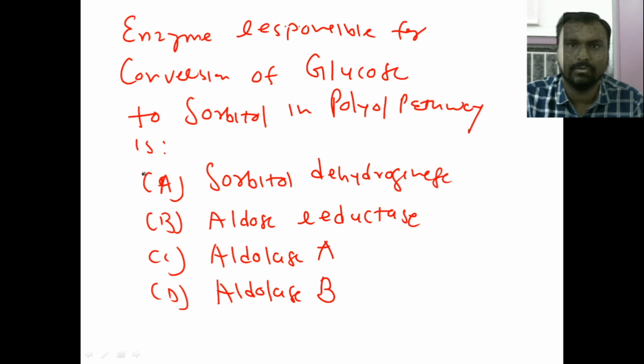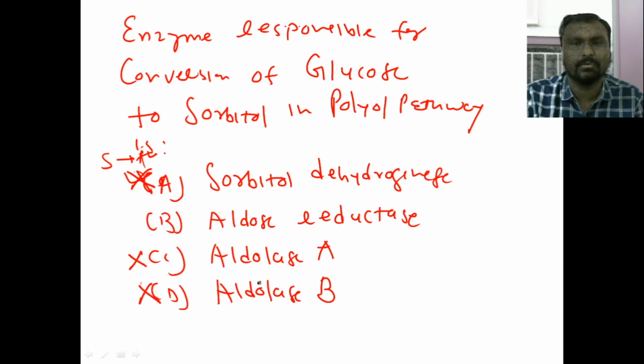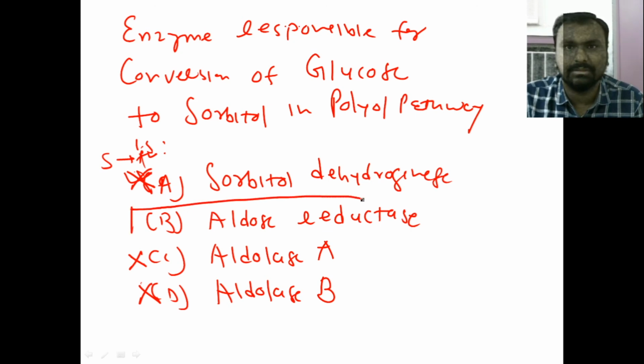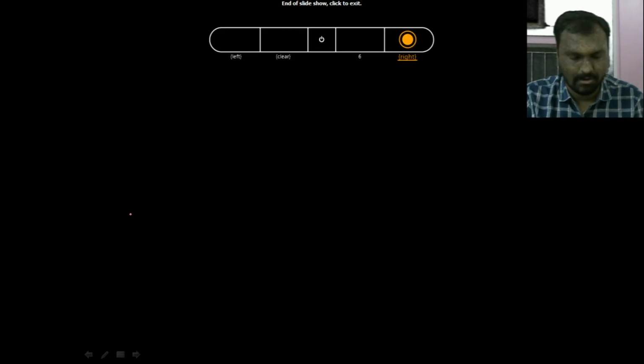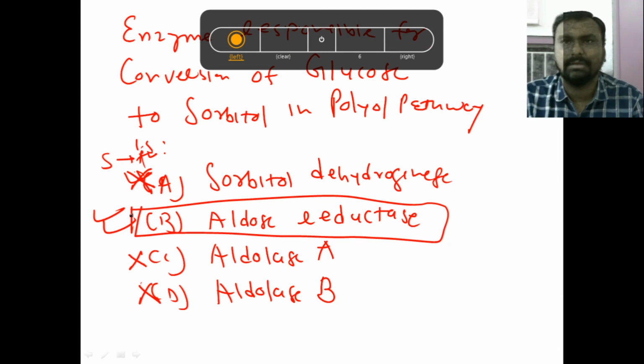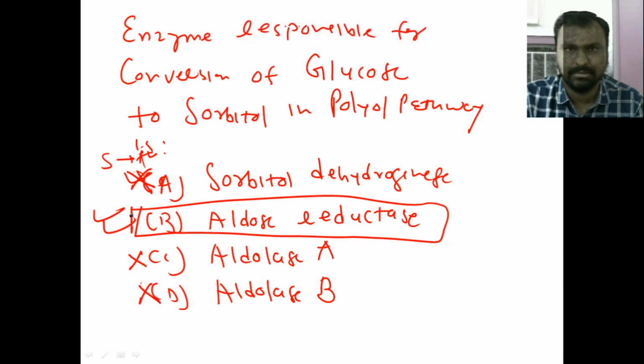Now, the enzyme responsible for conversion of glucose to sorbitol in polyol pathway is: option A, sorbitol dehydrogenase; option B, aldose reductase; option C, aldolase A; and option D, aldolase B. As you know, sorbitol dehydrogenase will convert sorbitol to fructose, so this will not be the answer. Aldolase A is for glycolysis, and aldolase B you can see in fructose metabolism. So here glucose is converted to sorbitol with the help of aldose reductase enzyme. I hope you understand. This is all about the sorbitol pathway and polyol pathway. I hope you understand the basics.